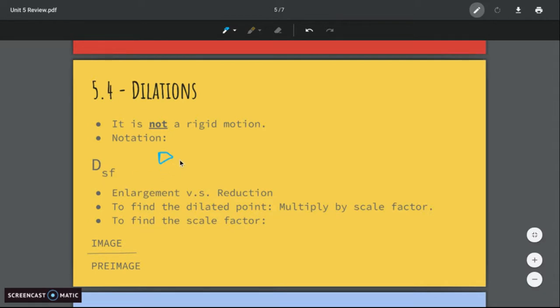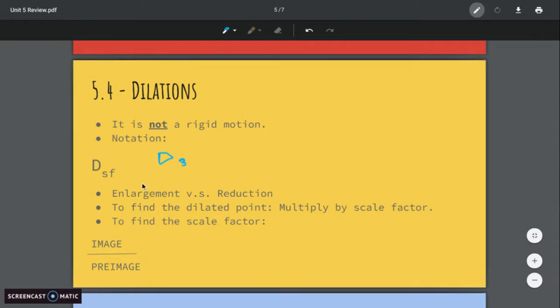Scale factor is how much you'll do it by, so it might be 3 or something. Enlargement is when something gets bigger. I mean, you see the word large in it. And reduction, well, something's reduced, like, oh, my dad's fees got reduced. Yay. Or something like that, yeah.